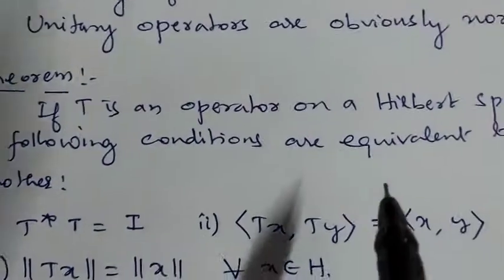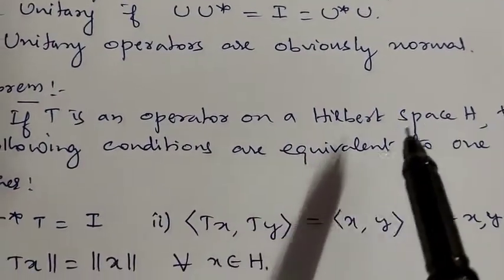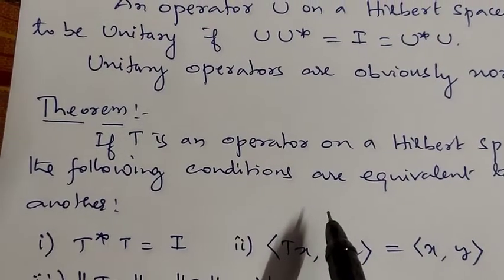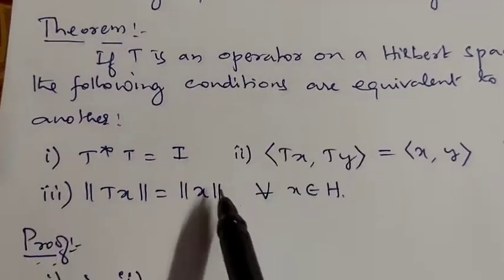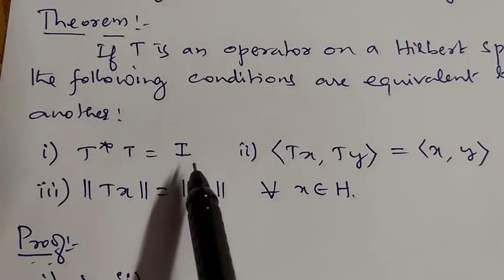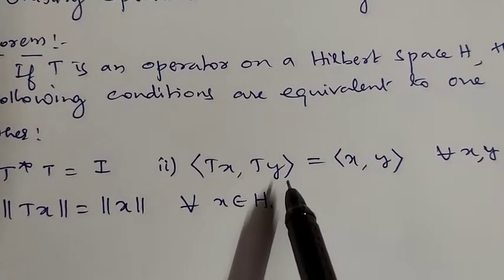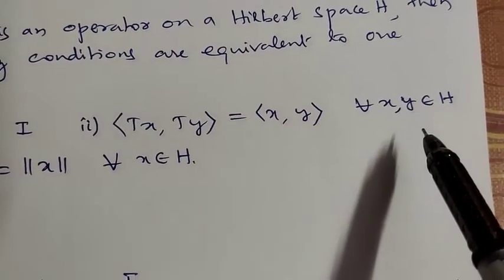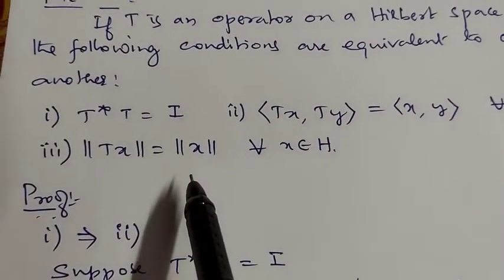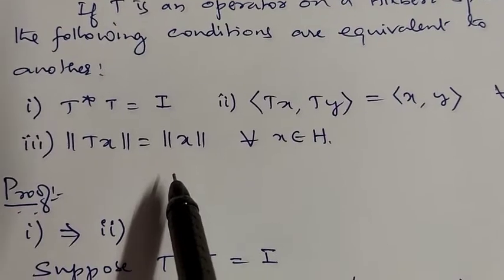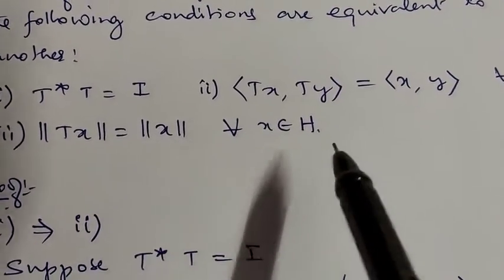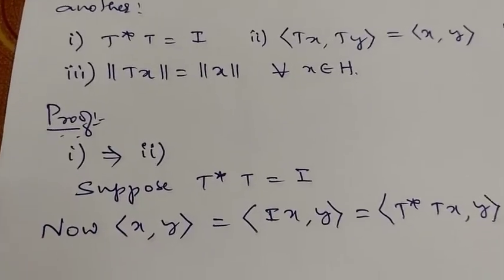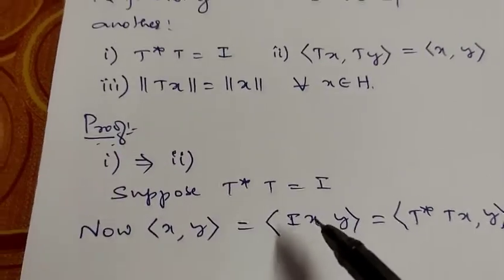suppose T is an operator on a Hilbert space H, then the following conditions are equivalent to one another. First one is T star into T is I. Second is inner product of T of x comma T of y is inner product of x comma y for every x, y belongs to H. And third one is norm of T of x is the same as norm of x for every x belongs to H. Let us prove 1 implies 2.